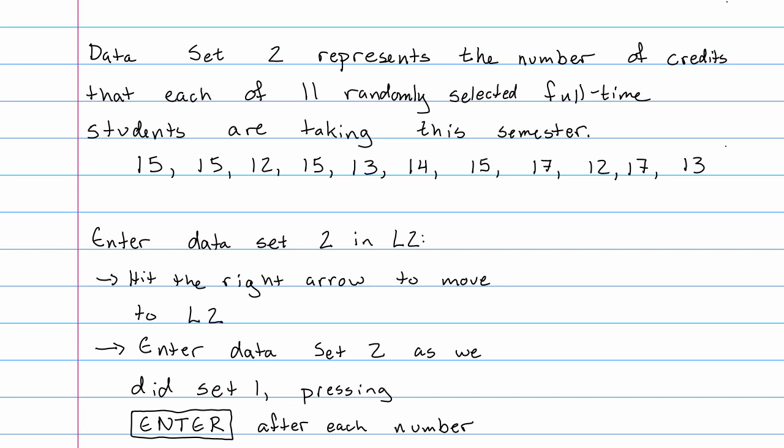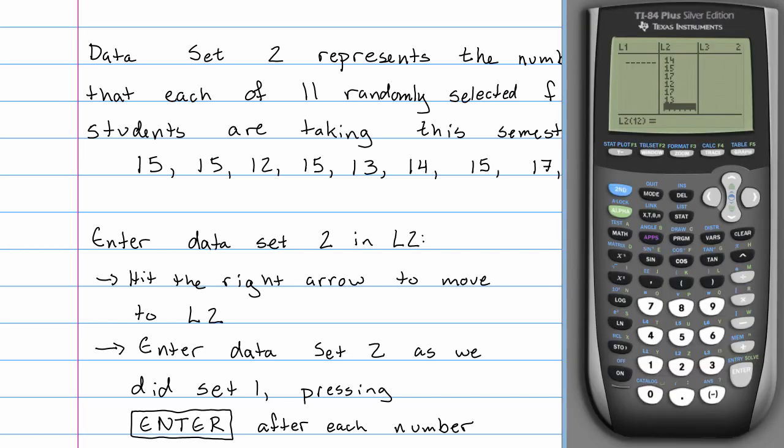Pause the video and enter the data now. I'll show you what the calculator screen looks like at the end in just a moment. As you can see, as we entered the data, we continued to scroll down on the calculator list. That's fine. The numbers we entered earlier are still at the top of the screen. We can see them again just by scrolling up.